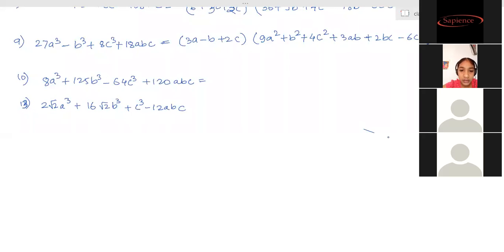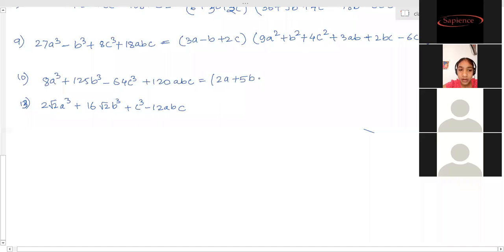Ma'am, is the answer 2A plus 5B plus minus 4C into 4A square plus 25B square plus 16C square minus 10AB plus 20BC plus 8CA? Why is it plus 20BC? Ma'am, because you multiplied 5B into 4 minus C.